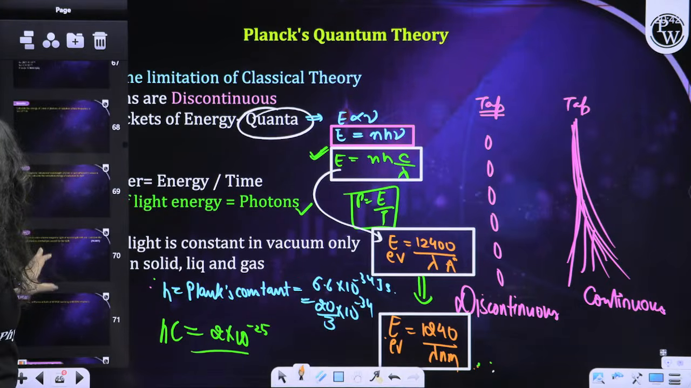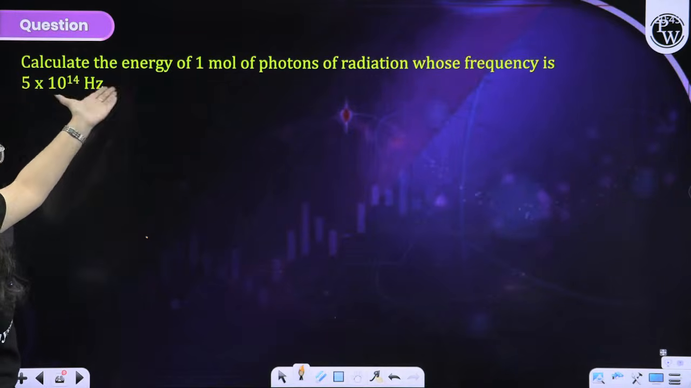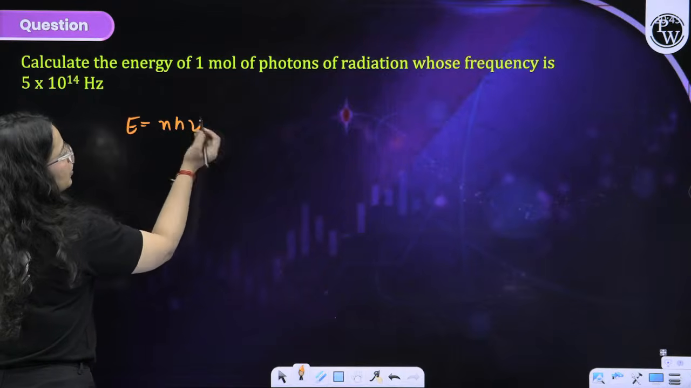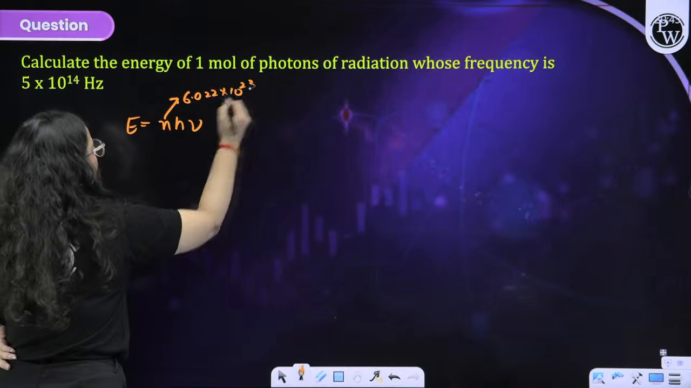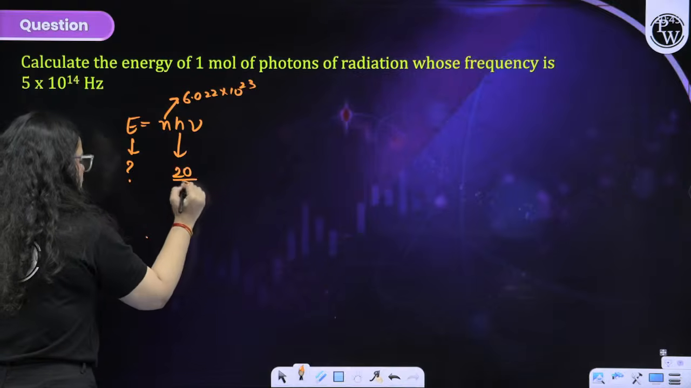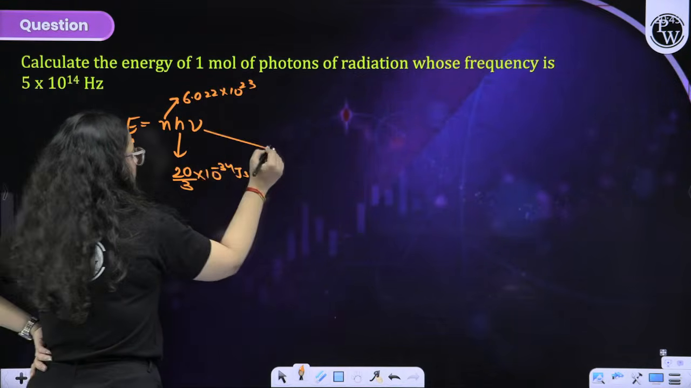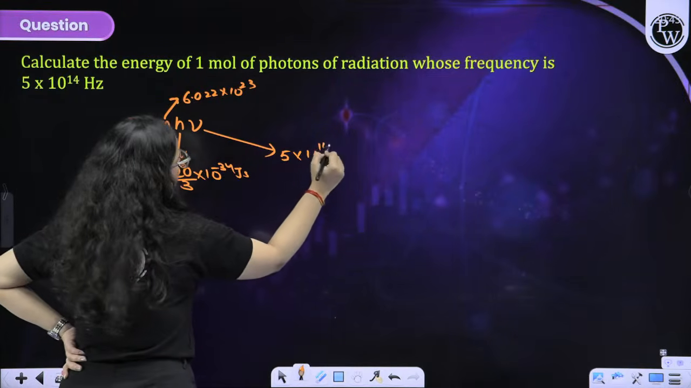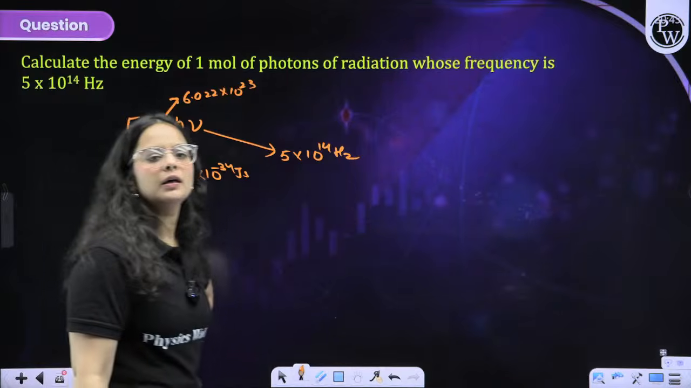There are a minimum number of questions. Say, the calculation of energy of 1 mole of photons: 1 mole N H nu. So 1 mole is 6.022 into 10 raised to the power 23. Energy you have to find out. H you already know, 20 by 3 into 10 raised to the power minus 34 joule second. And the frequency given to you in the question is 5 into 10 raised to the power 14 hertz. You just have to use the formula, put the values, and accordingly you will get the answer.